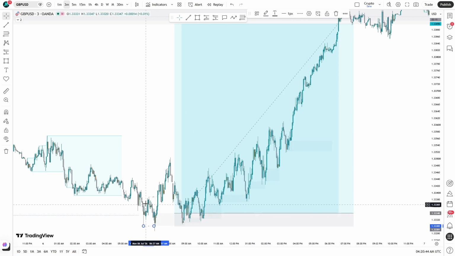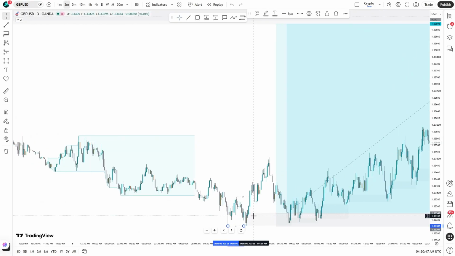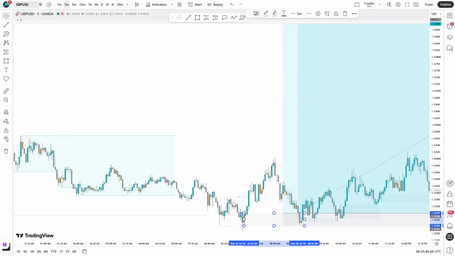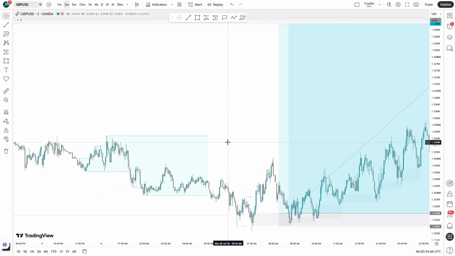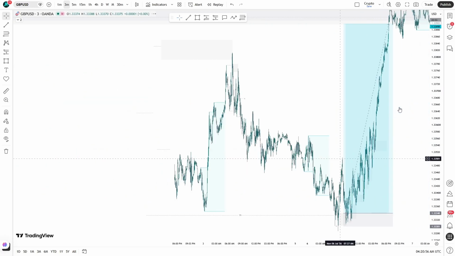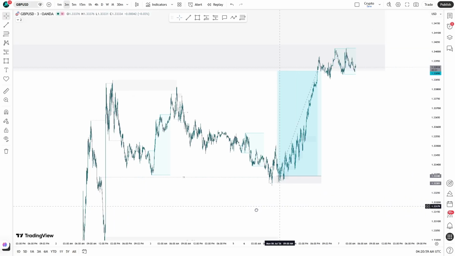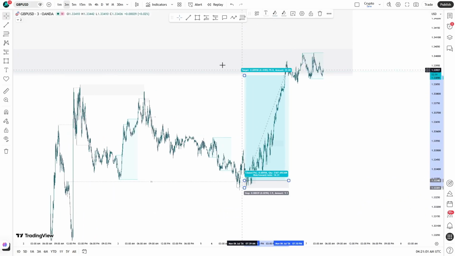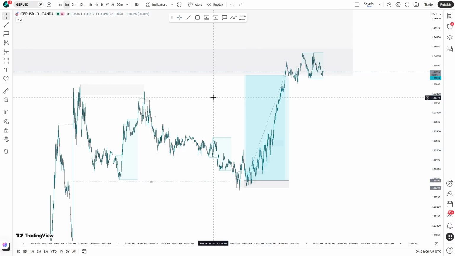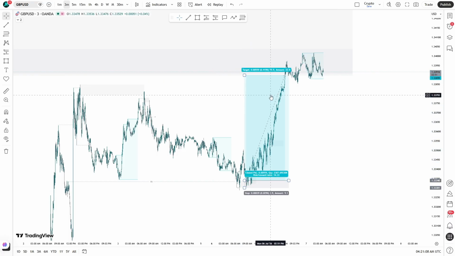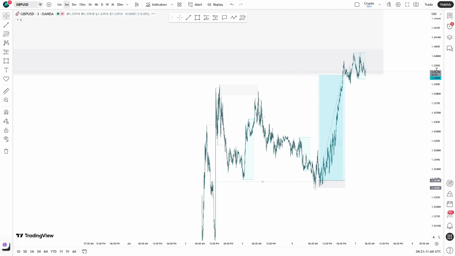So you had a change of character here. Market mitigated this inside bar demand. That was what it mitigated and we moved. That happened yesterday. So this one gave us 1 is to 14 risk to reward ratio. So that's it for all the trades.